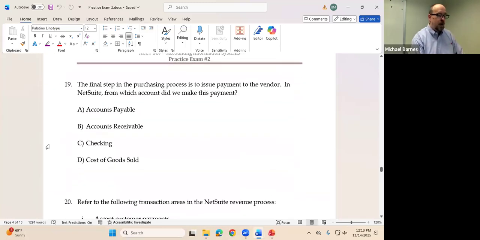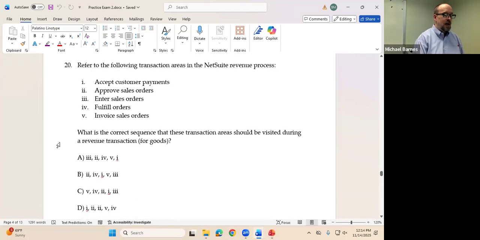The final step of the purchasing process is to issue payment to the vendor in NetSuite. Which account do we use to make this payment? Let's think about this. Where do we issue the payment from? It's probably a cash account, right? That's where we usually issue payment from in an accounting transaction. What was the nature of the cash account that we talked about in NetSuite? What was that called? Not everybody at once. I'm getting overwhelmed. It's checking, the checking account. We had 2 different checking accounts that we had to specify. This one was the purchasing checking account. We had a separate one for the revenue checking account.